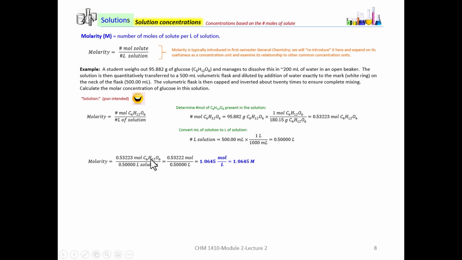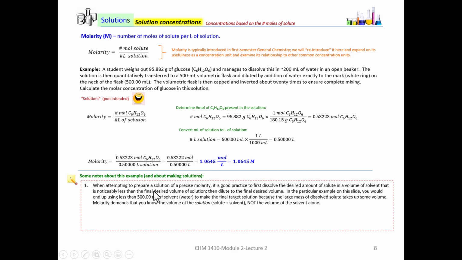And so the molarity of this solution is the number of moles of glucose divided by the number of liters of solution. And here we get 1.0645 moles per liter, or 1.0645 capital M. We can get away with this number of significant figures here because the precision on the numbers we've used up till now is pretty high. Well, let's make some notes about what we just did.